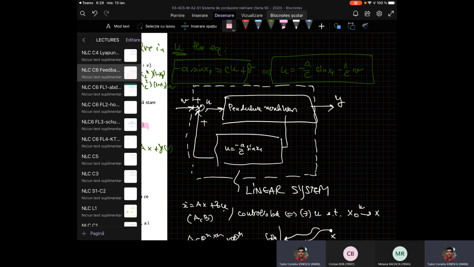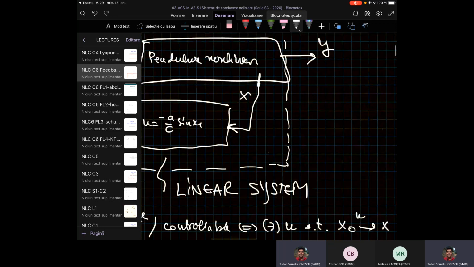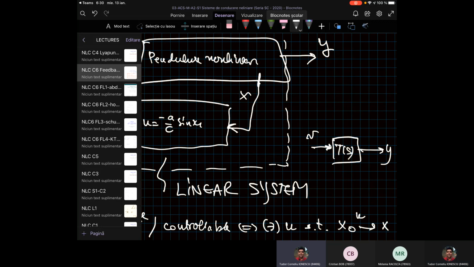feedback linearization. So you have a nonlinear system and you build a state feedback. Here you take X, and you build a state feedback such that this whole configuration from V to Y, this equivalent system, where this is V and this is Y, is linear. This is what this control needs to do.